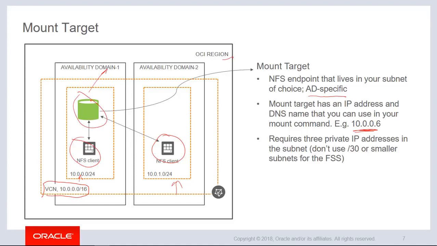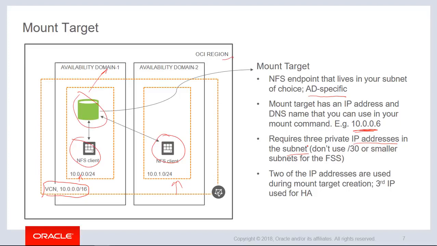But there are some design considerations you need to keep in mind. The first thing is the mount target requires 3 private IP addresses in the subnet. The first 2 IP addresses are used during the mount target creation, and the third one is used for HA.